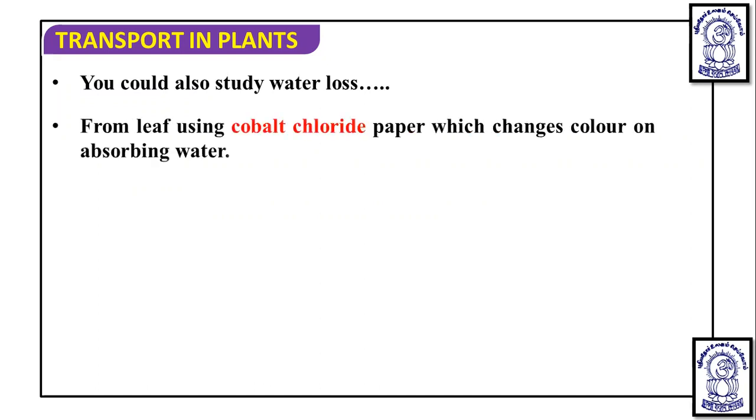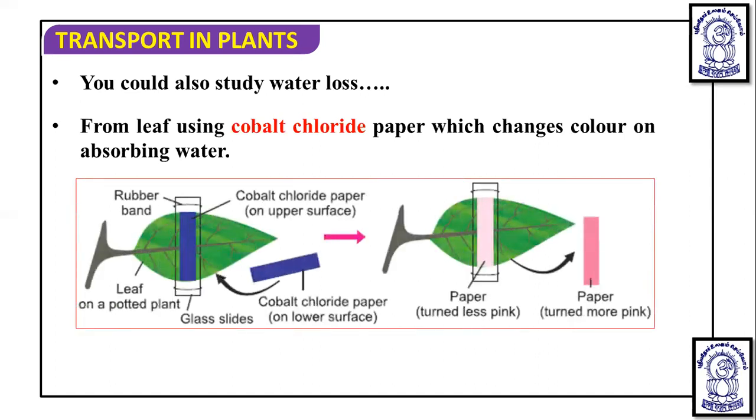You could also study water loss from a leaf using a cobalt chloride paper, which changes color on absorbing water. So this is the cobalt chloride test, which also helps us determine whether transpiration is occurring or not. It is a simple experiment. A leaf is taken, and cobalt chloride paper is kept on the upper surface, and with glass slides on both sides, it is tied with a rubber band, so that the cobalt chloride paper cannot shift. It is a leaf from a potted plant.